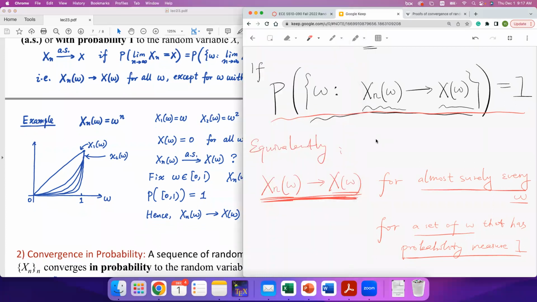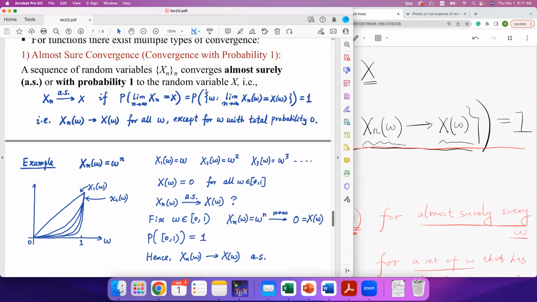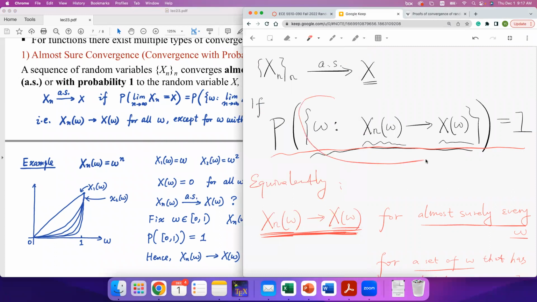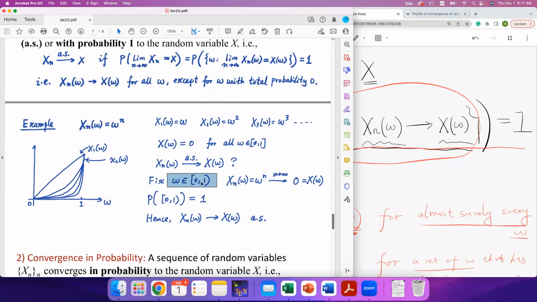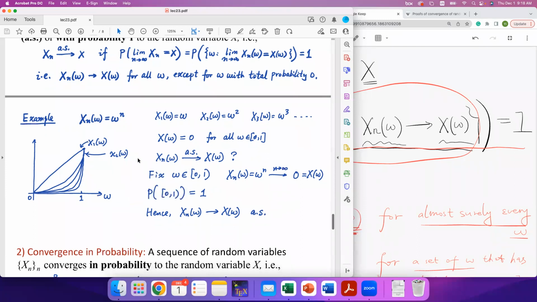Now, if you want to verify almost sure convergence, essentially you just need to identify this set. You figure out the set of all omega where this convergence happens, and then see if this set has probability measure 1. In this example, we figure out that for this set of omegas, the realizations of this sequence of random variables indeed converge to the realization of the target random variable. Then we look at the probability measure of this set. It is indeed 1, so we claim that this is indeed almost sure convergence.